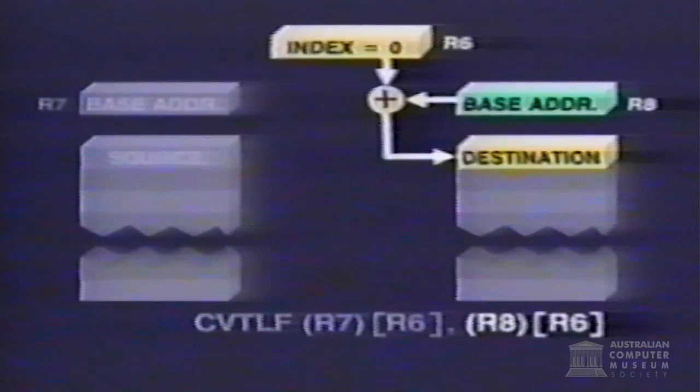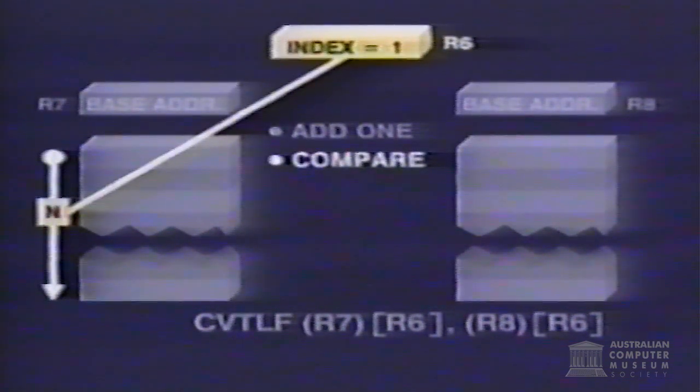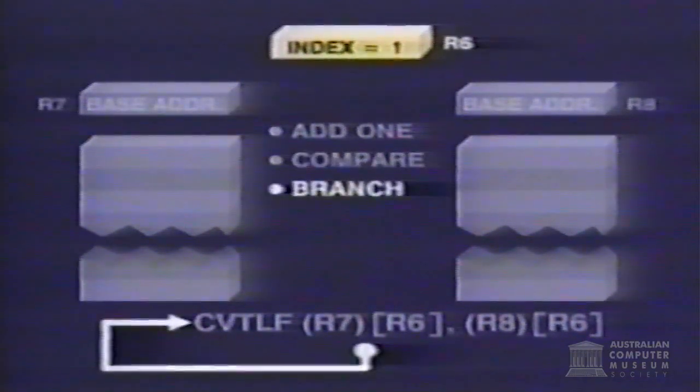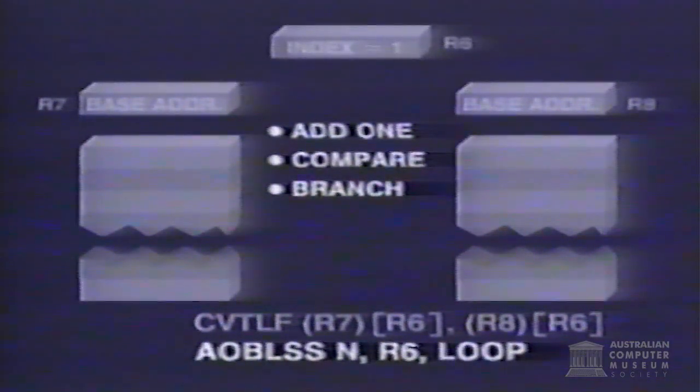The remaining steps of our task are to add 1 to the index value in R6 so it's pointing to the next entry in the table. The updated index is then compared against n, or the number of entries in the source table, to determine if the end of the table has been reached. If not, we branch back and execute the convert instruction again. These 3 operations, add, compare, and branch, can be performed with just one instruction called add 1 and branch if less than. This instruction has 3 operand specifiers.